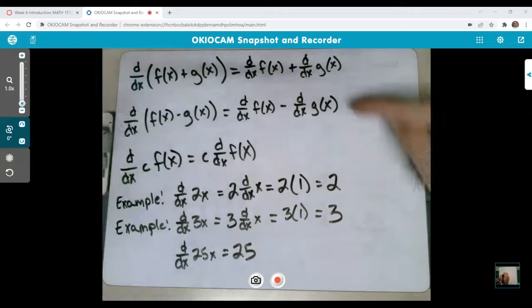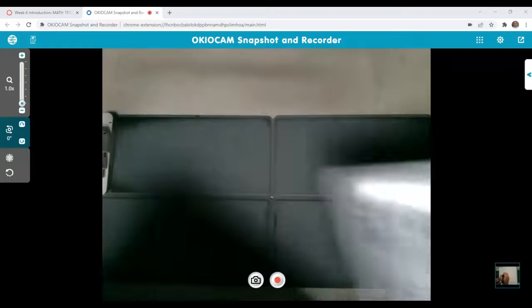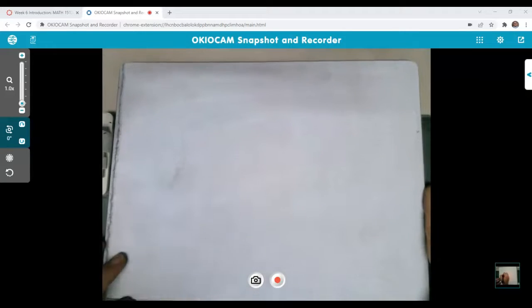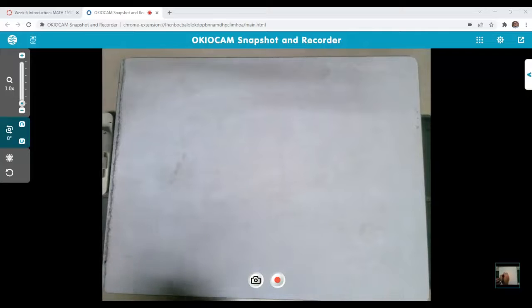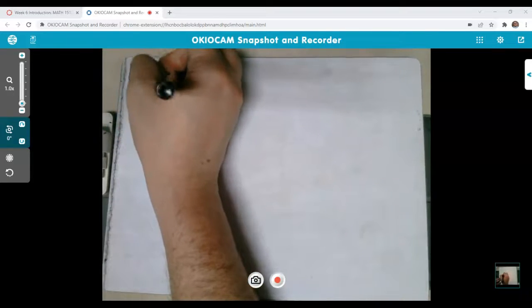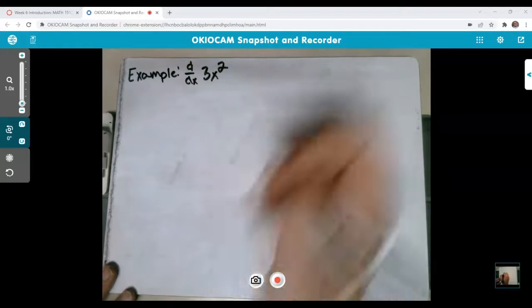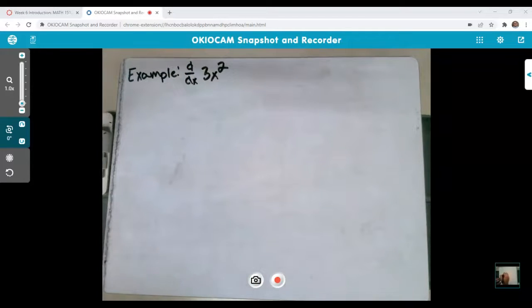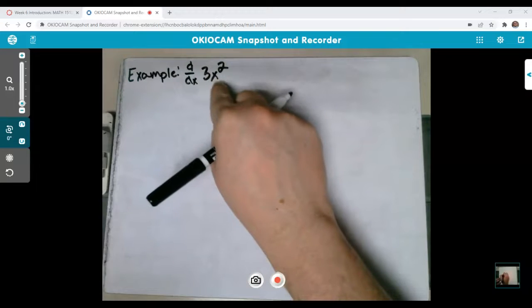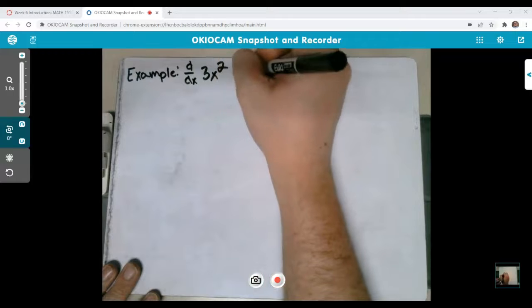Let's do some more examples using these first two rules up here. I want to practice using those rules. Well, actually, sorry. Before we do that, I do have a few more using that constant rule. Let's find the derivative of 3x squared. So again, I know how to work with x squared. So I have 3 times that. So I can just bring my 3 out to the front.